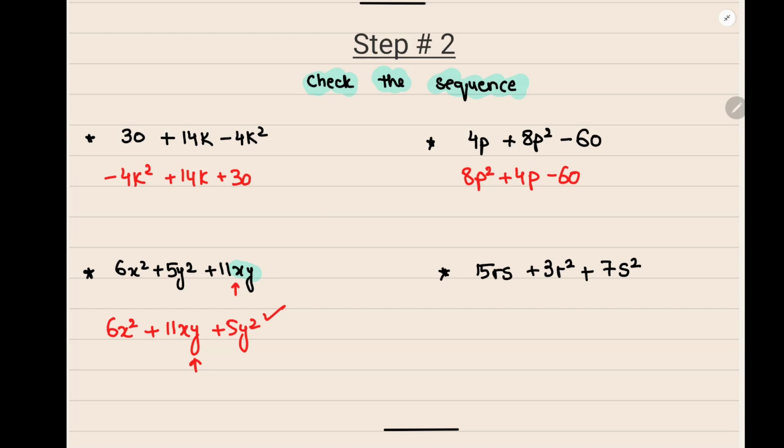Okay, now the last question. You can see the single term is rs. So what do I have to write first? Definitely, I need to start from 3r squared, then plus 15rs, then plus 7s squared. So this is basically the general sequence thing.